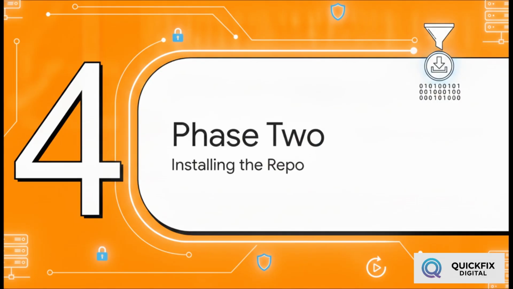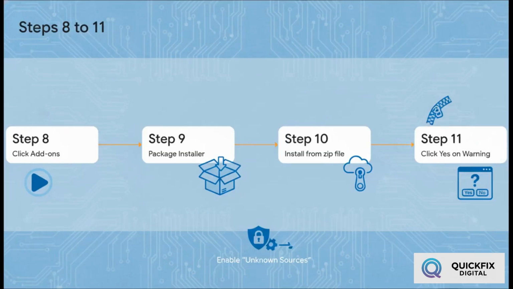Section 4, Phase 2, Installing the repo. We've mapped out the route. Now we actually need to download the repository itself. So back all the way out to your main Kodi menu and click on Add-ons. Up at the top left, you're going to click the Add-on Package Installer. That's the one that looks like a little open box icon. Choose Install from zip file and simply click Yes on that warning pop-up.